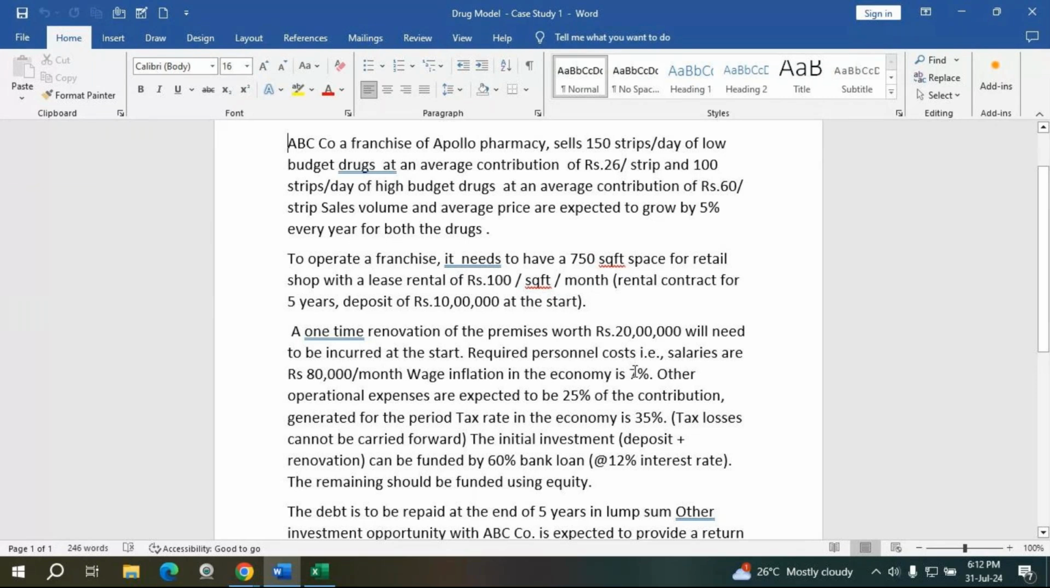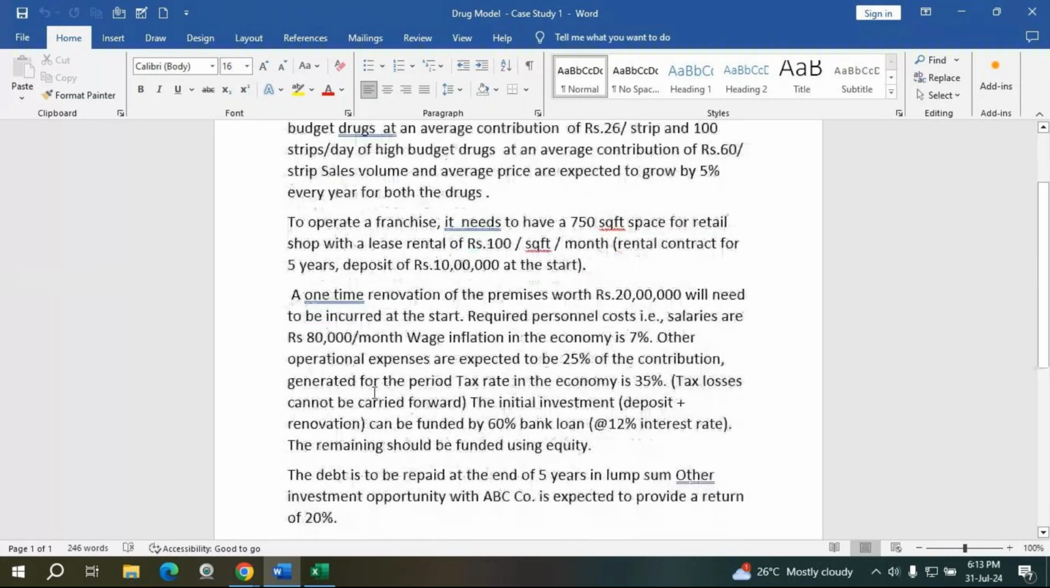Wage inflation in the economy is 7%. So they are telling that per month the salary expense is 80,000 and year on year 7% increase is there in the salary. Other operational expenses are expected to be 25% of the contribution generated for the period. Tax rate in the economy is 35%. Tax losses cannot be carried forward. The initial investment, that is the deposit plus renovation: the deposit is 10 lakh rupees and renovation 20 lakh rupees, so overall it is 30 lakh rupees we are going to pay.